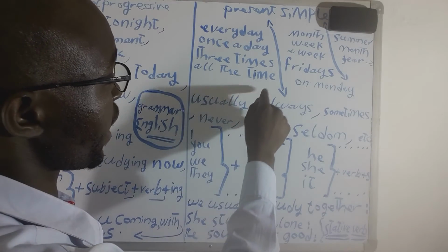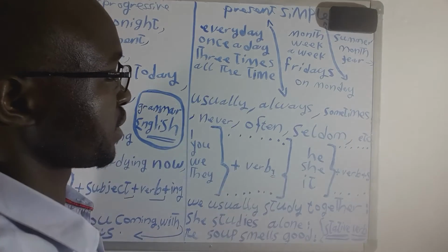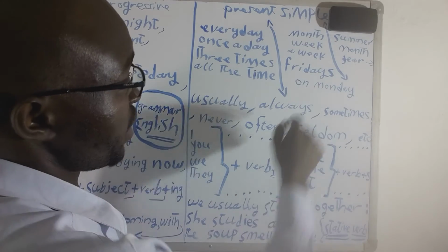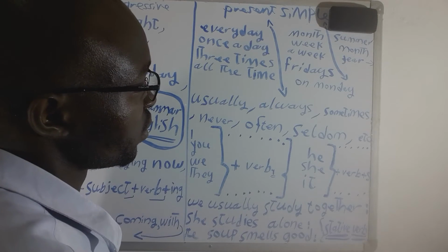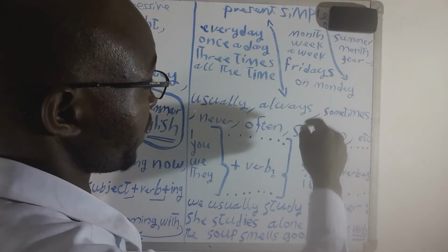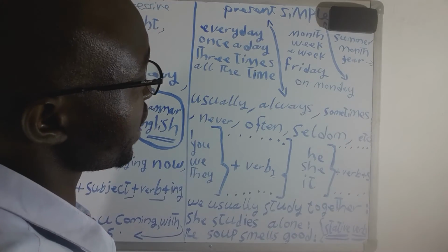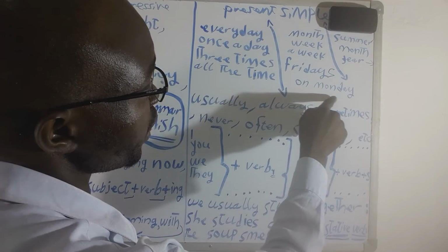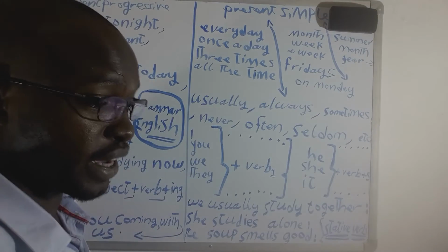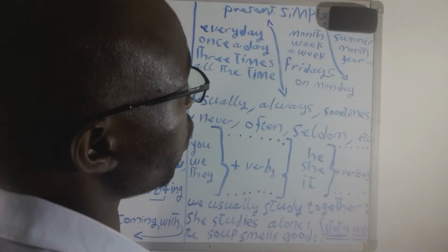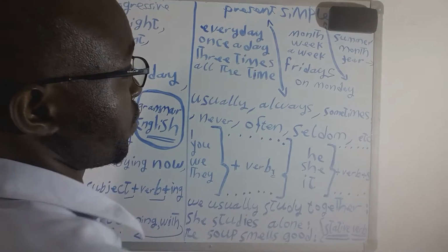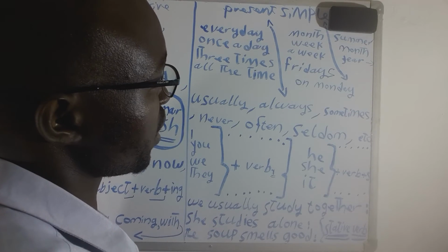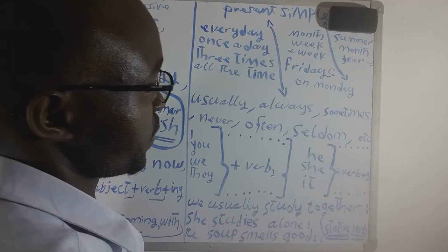If we say all the time, we don't put S. Good. Months, week, a week, Fridays. That means all Fridays. We say all Fridays, we take this S. But if we say Friday, that means we put S here. And we also have on Monday. On Monday means you can do something on Monday. Good. Summer. The summer is so hard. Months, year.